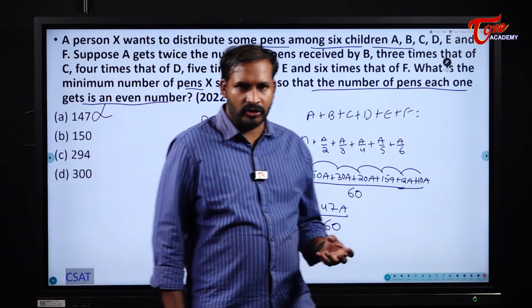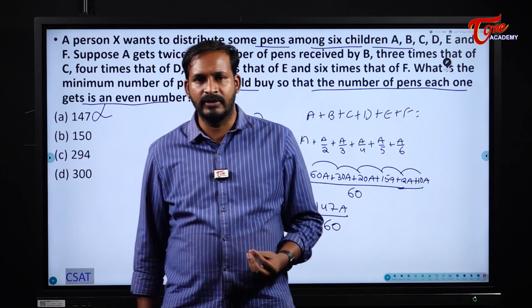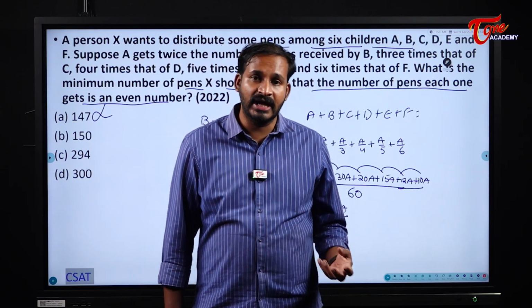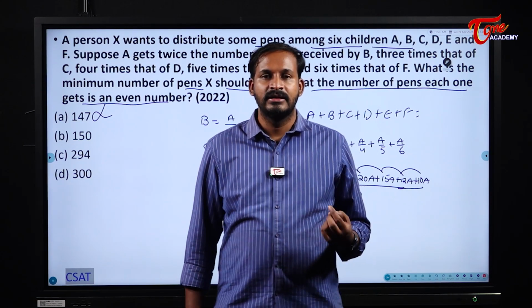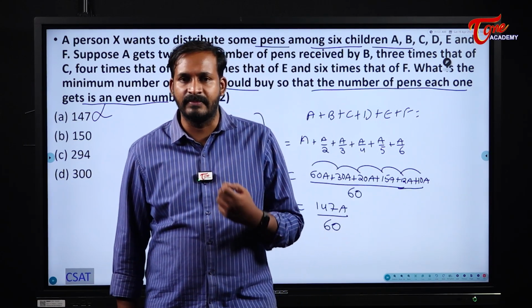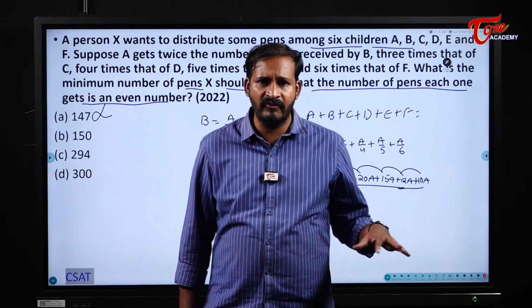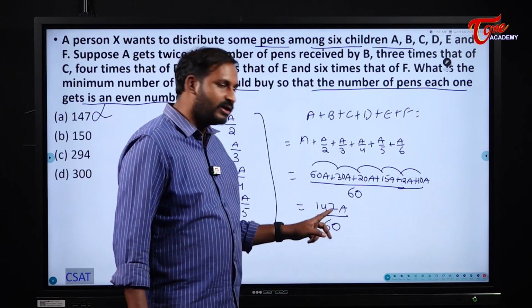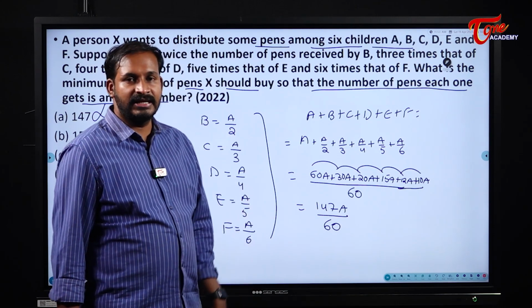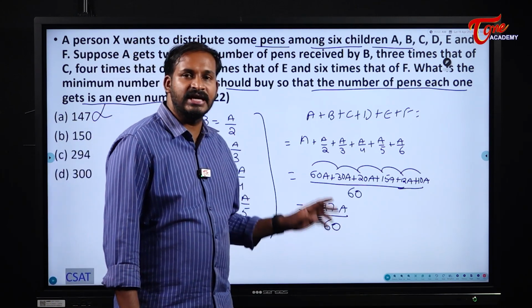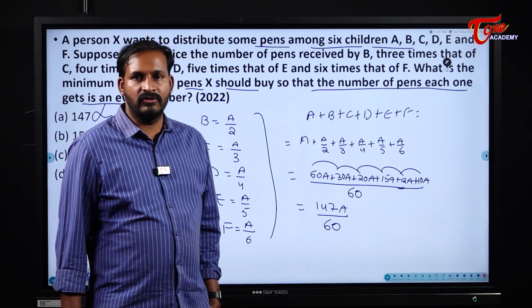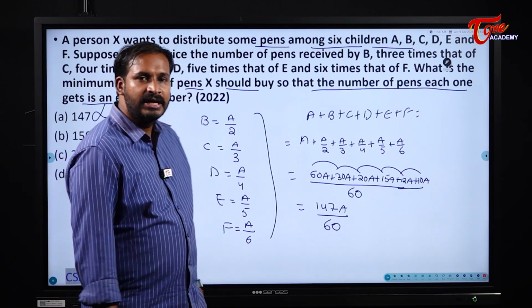That means if you go to a shop, you will ask, give me 10 pence, 5 pence, 8 pence, like this. Will you ever ask a number in this manner? Can you give me 1.5 pence or 2 point something? It will never be a decimal, right? So one thing is very clear: 147A by 60 should be exactly divisible. That is the concept. Then only it will be divisible, else it will not be divisible.